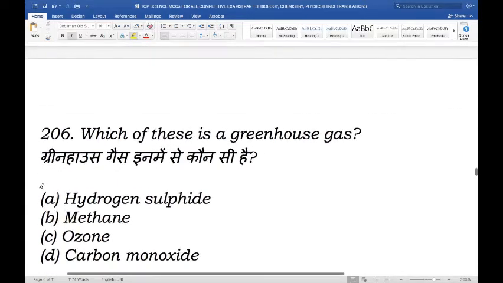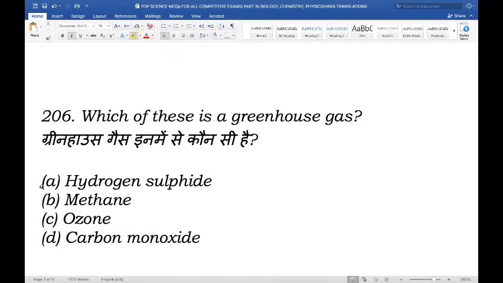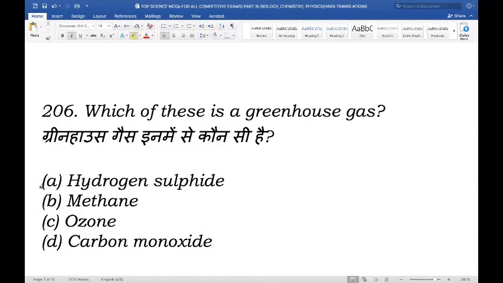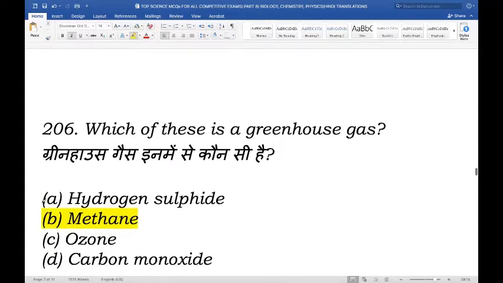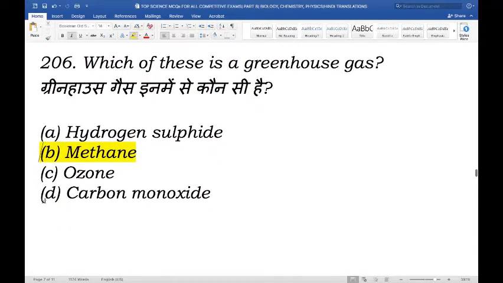Next question. Which of these is a greenhouse gas? Is it A, hydrogen sulfide, B, methane, C, ozone, or D, carbon monoxide? So which of these options is a greenhouse gas? And the right answer here is B, methane. Methane is more than 25 times as potent as carbon dioxide at trapping heat in the atmosphere. So the presence of methane affects the Earth's temperature, therefore contributing to climate change.